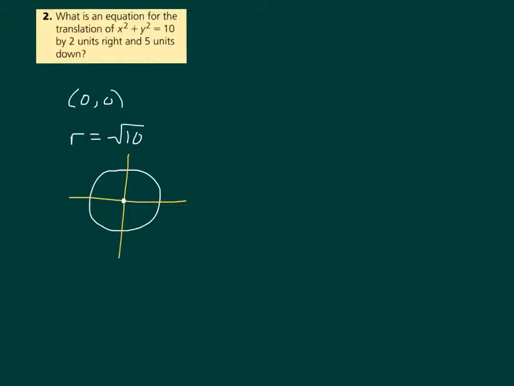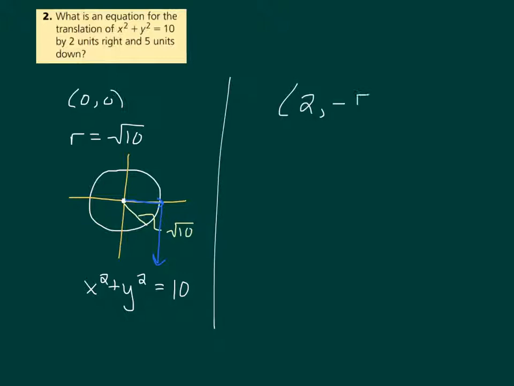So, this is the circle with equation x squared plus y squared equals 10, where again this distance right here is the square root of 10, whatever unfortunate decimal that ends up being. So we want the equation for that circle shifted 2 units right and 5 units down. What is the equation for that transformation? We know that the center of the circle after the transformation is 2 to the right and 5 units down.